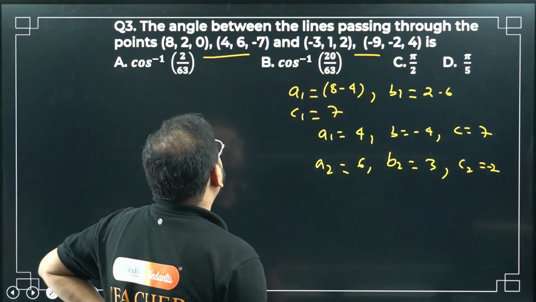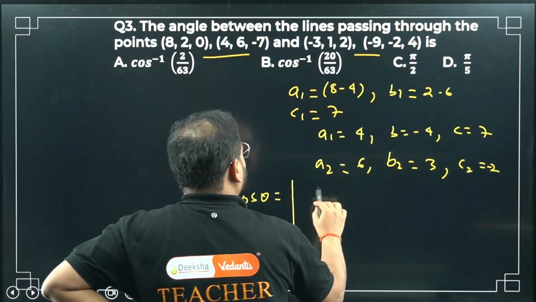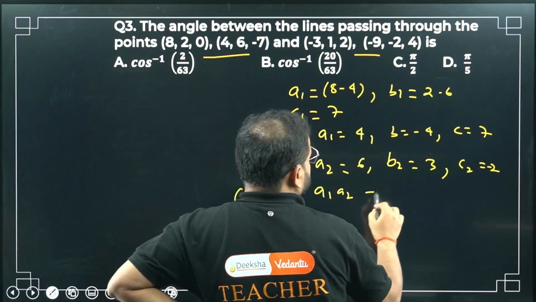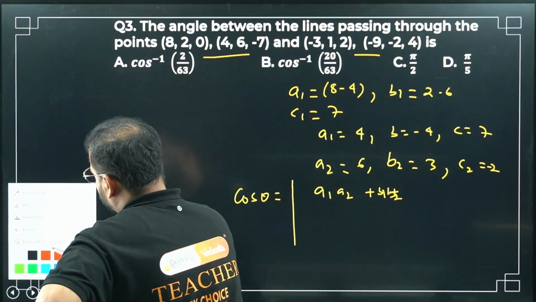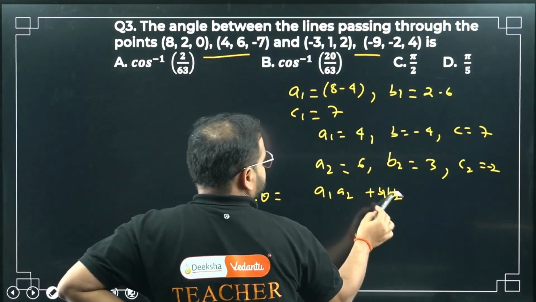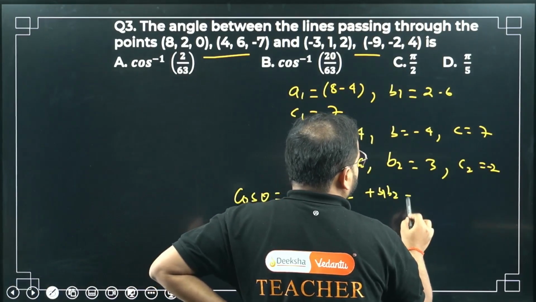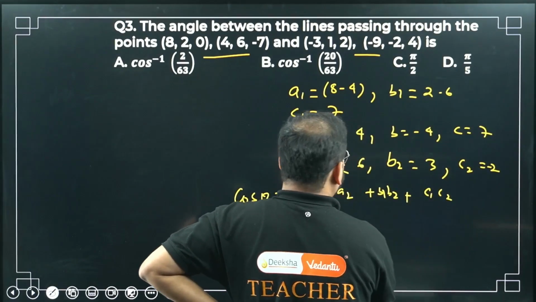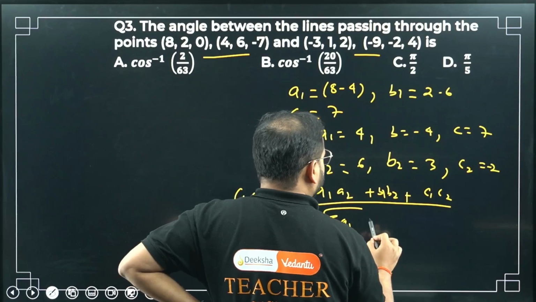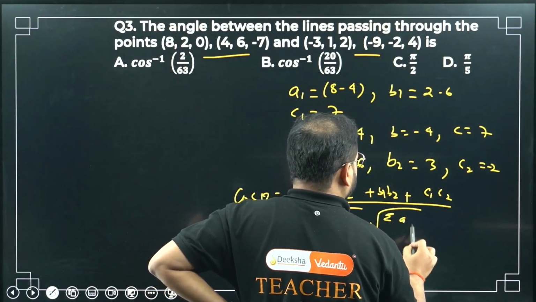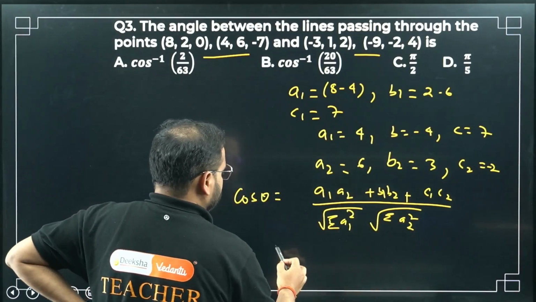Now we're looking for what? The angle. Remember this formula? Cos theta equals to what? A1 A2 plus B1 B2 plus C1 C2 divided by root of sigma A1 square times root of sigma A2 square, right?